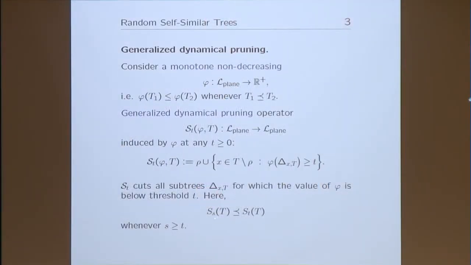And also we know that if S is bigger or equal than t, then we erase more of the tree from top to bottom. So what's left is going to be at least small or equal. Okay? So this gives us a universal way of eroding the tree from leaves down.